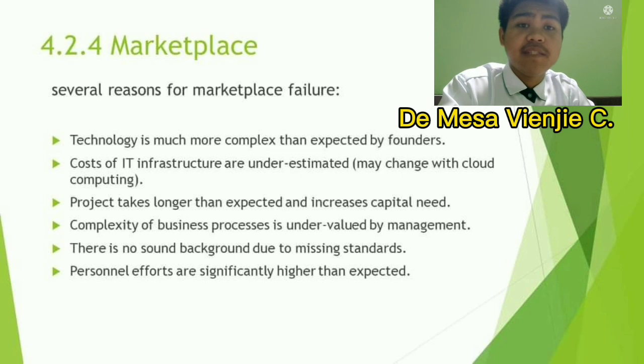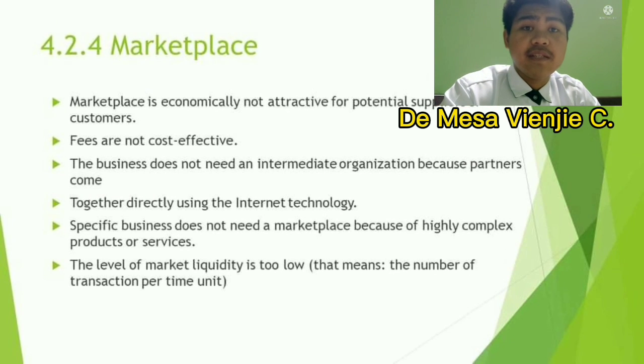Next is complexity of the business process is undervalued by management. There is no sound background due to missing standards. Personal effort is significantly higher than expected. The marketplace is economically not attractive for potential suppliers or customers. Fees are not cost effective. The business does not need an intermediate organization because partners come together directly using internet technology. Next, specific businesses do not need a marketplace because of highly complex products or services.